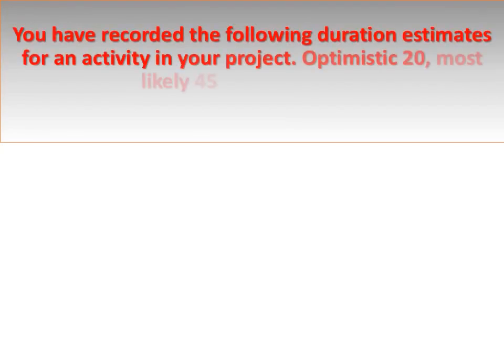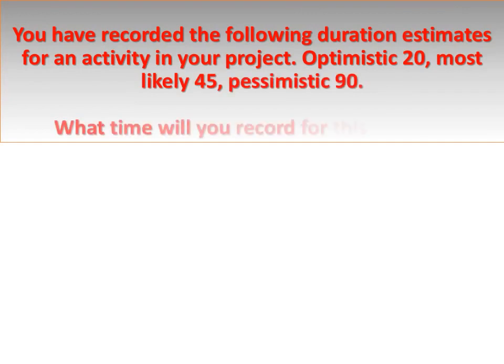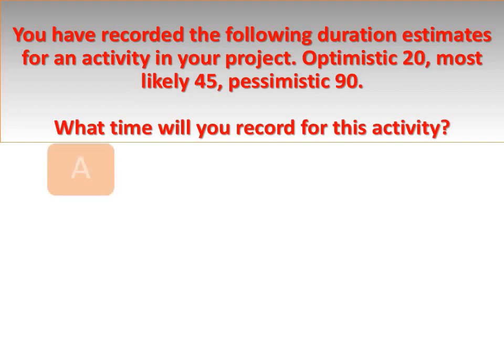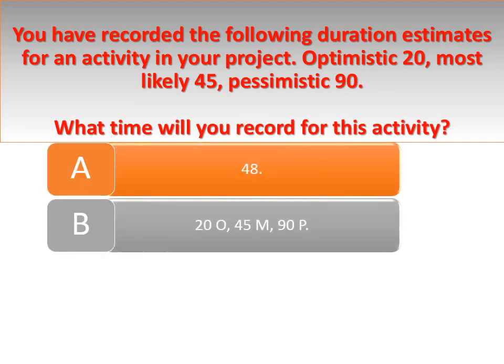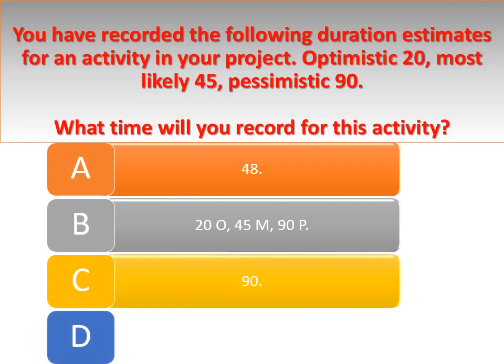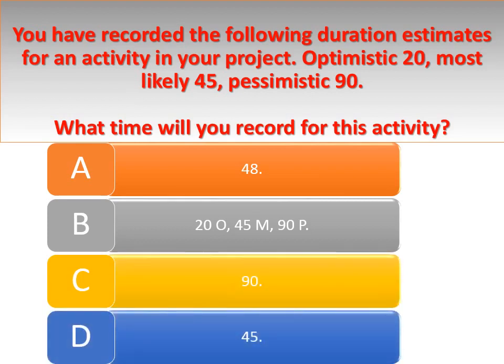Question number 20. You have recorded the following duration estimates for an activity in your project. Optimistic 20, most likely 45, pessimistic 90. What time will you record for this activity? A. 48, B. 20, C. 90, D. 45. Answer A. Explanation. This is an example of a 3-point estimate.